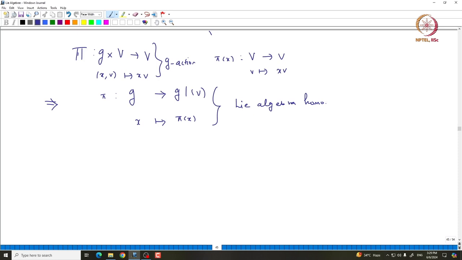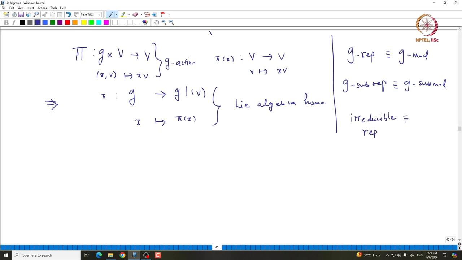We use both terminologies in this course, interchangeably. So when we consider a G representation, that means a G module, and a G sub-representation means a G submodule. Similarly, an irreducible representation will mean an irreducible module, and so on. Both terminologies will be used without any confusion.